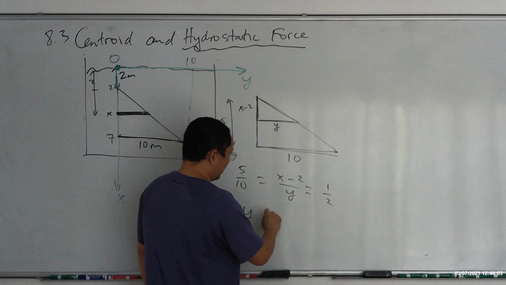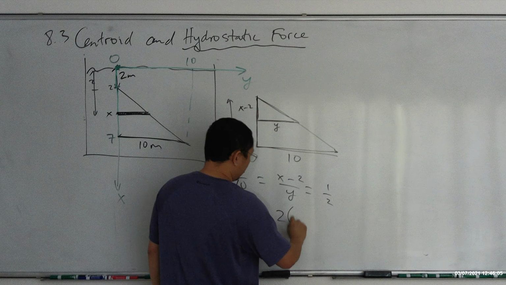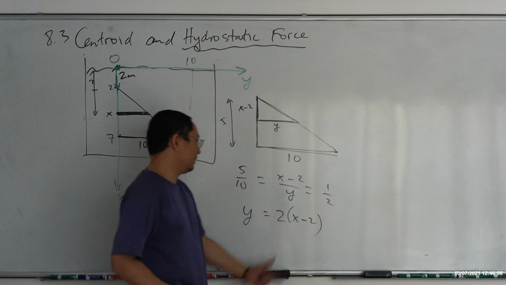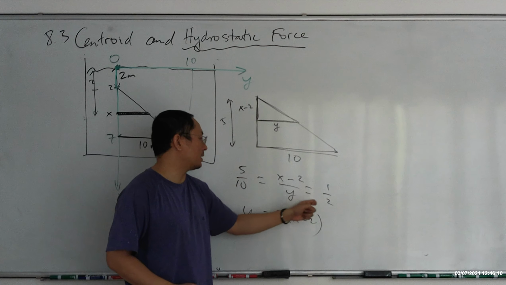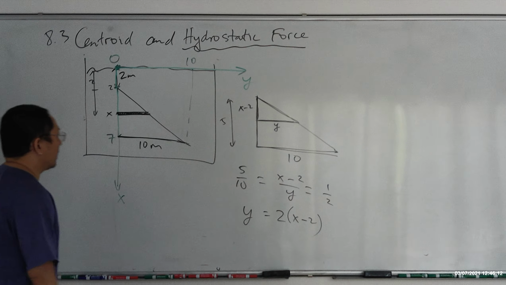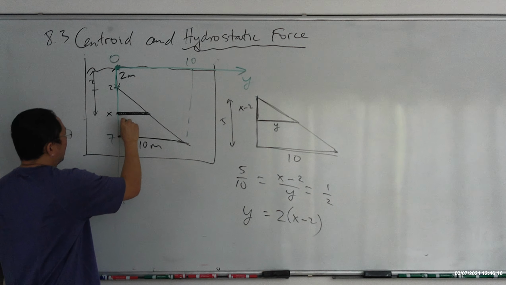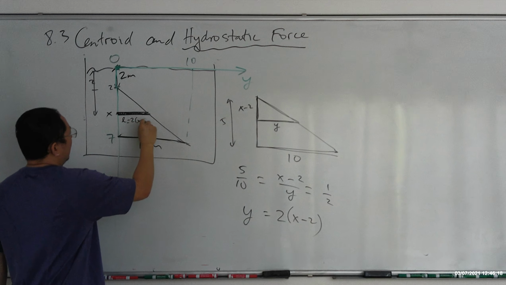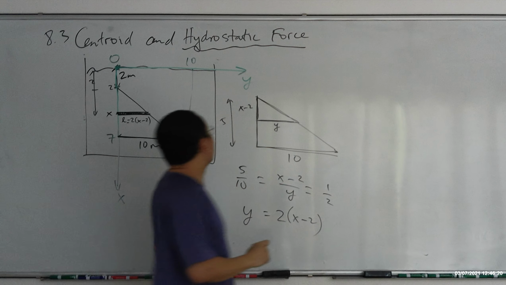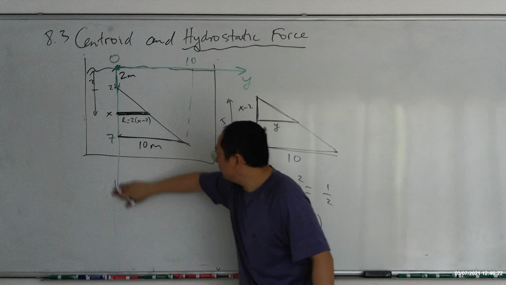Y equals 2 times x minus 2. Cross multiplication: y times 1 equals 1 times x minus 2 times 2. So the length L right here is going to be 2 times x minus 2. We can apply it to our problem.